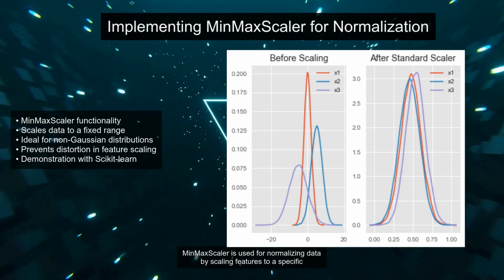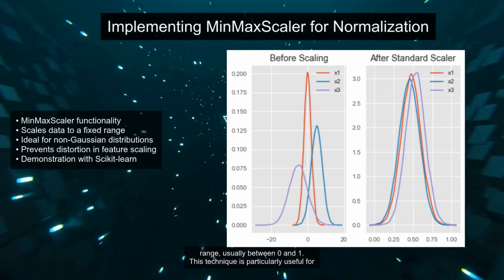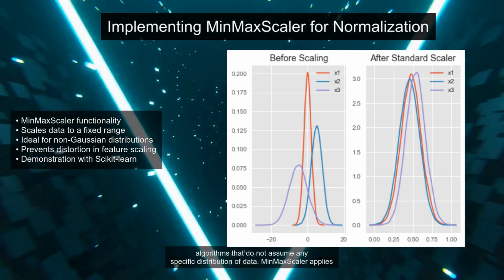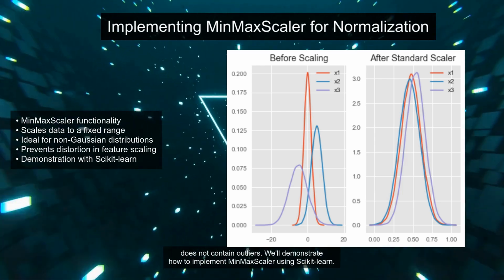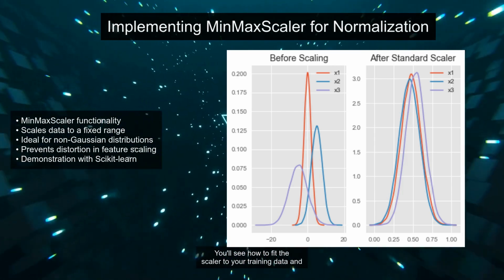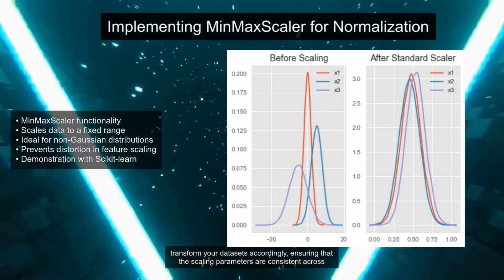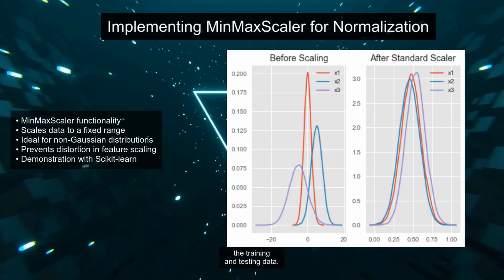Min-max scaler is used for normalizing data by scaling features to a specific range, usually between 0 and 1. This technique is particularly useful for algorithms that do not assume any specific distribution of data. Min-max scaler applies a linear transformation to the data and is advantageous when the data does not contain outliers. We'll demonstrate how to implement min-max scaler using Scikit-learn. You'll see how to fit the scaler to your training data and transform your datasets accordingly, ensuring that the scaling parameters are consistent across the training and testing data.